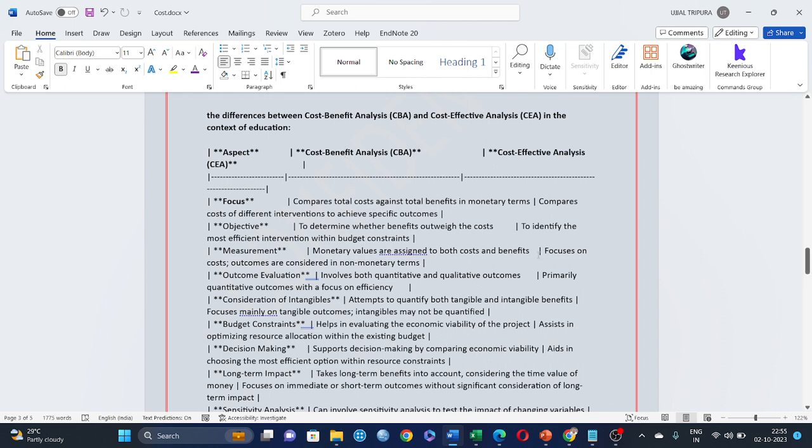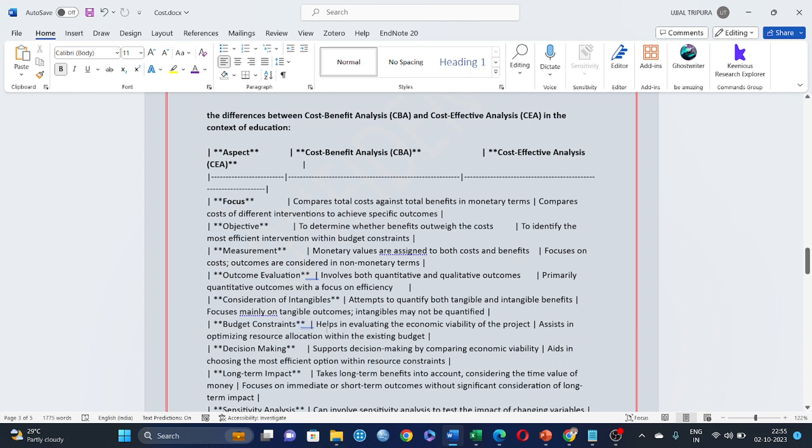But on the other hand, here we primarily focus on quantitative outcomes, on efficiency. Here you are checking whether the outcomes are cost effective. Consideration of intangibles, intangible means the duration. It attempts to quantify both tangible and intangible benefits, which can be long term or short term. But on the other hand, it is mainly focused on tangible outcomes. Intangibles may not be quantified. We cannot quantify intangibles.